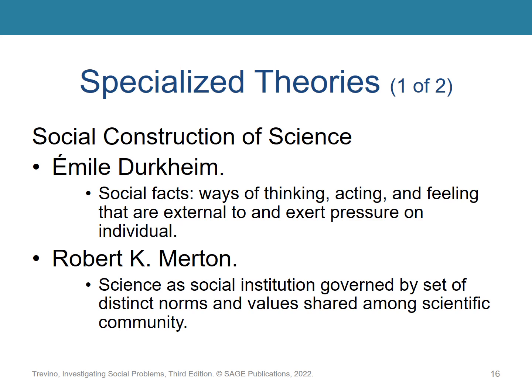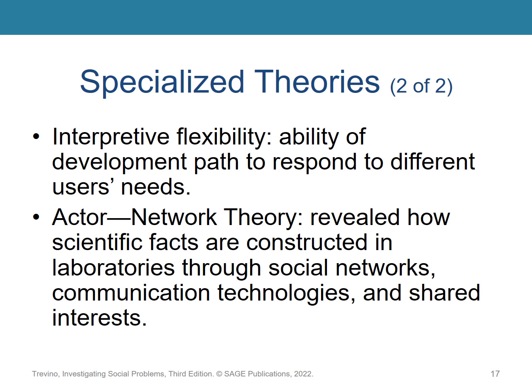Specialized theory, several theories. So, social construction of science. Durkheim: social facts, ways of thinking, acting, feeling that are external to and exert pressure on individuals. Merton: science as a social institution governed by a set of distinct norms and values shared among the scientific community. Interpretive flexibility: the ability of development paths to respond to different user needs. Actor network theory revealed how scientific facts are constructed in laboratories through social networks, communication technology, and shared interests.